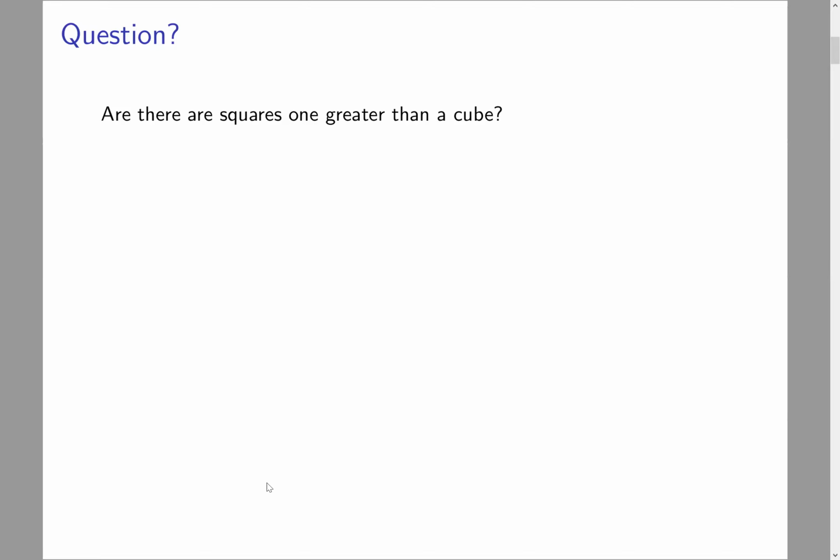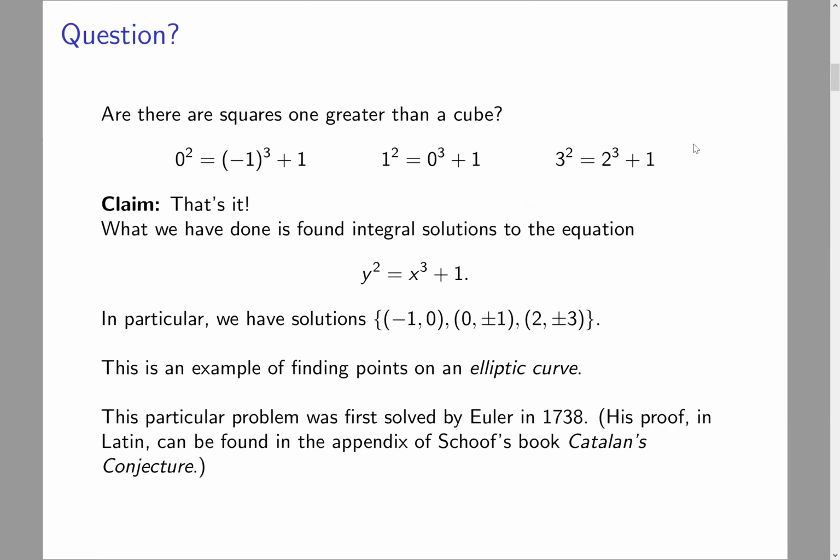Yeah, 1 is 0 plus 1. That is a square that is 1 greater than a cube. And in similar thinking, we might get close to another one, which is that the square 0 is 1 greater than the cube minus 1. Claim: these are the only ones. 0 is 1 greater than minus 1, 1 is 1 greater than 0, and 9 is 1 greater than 8.